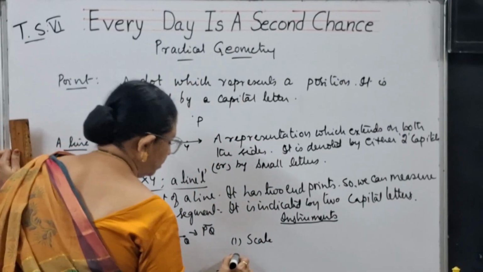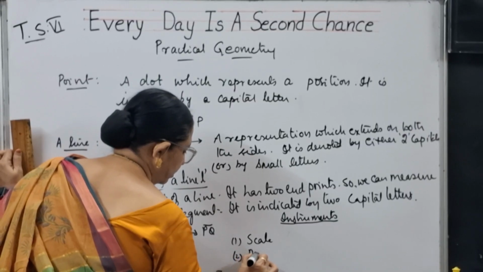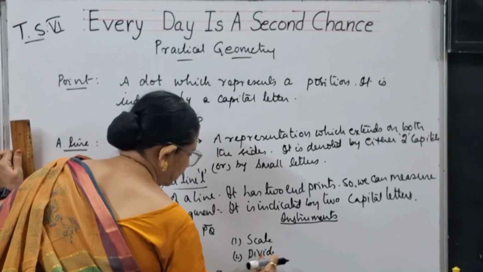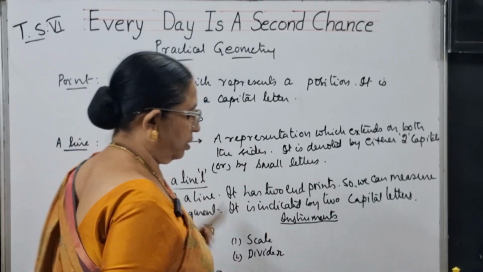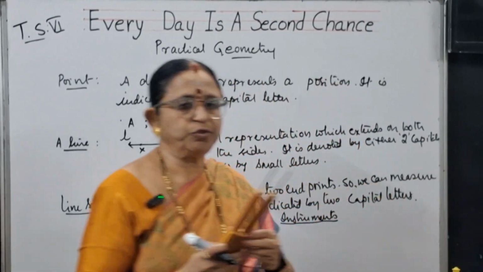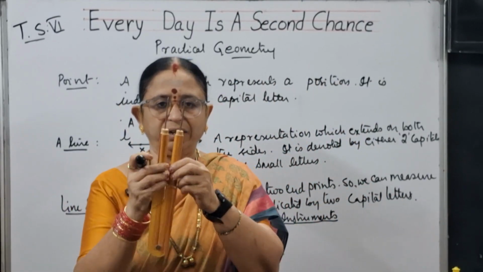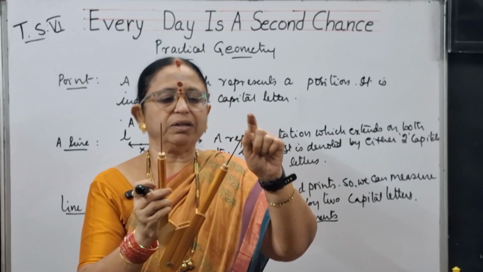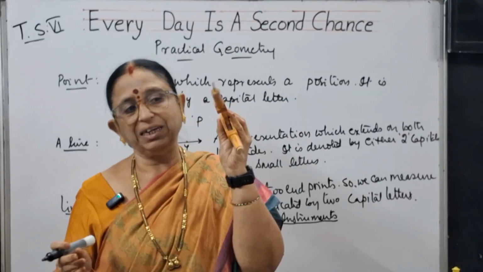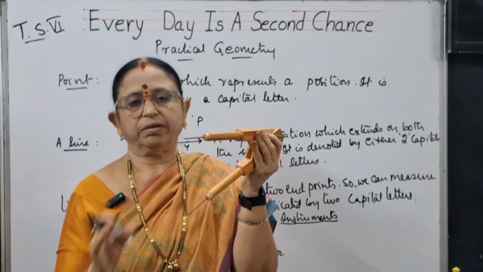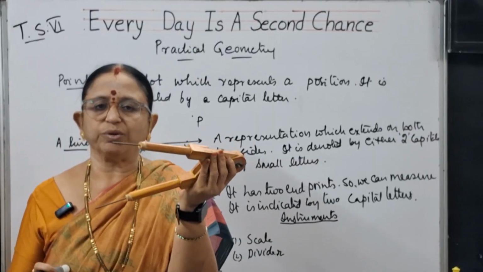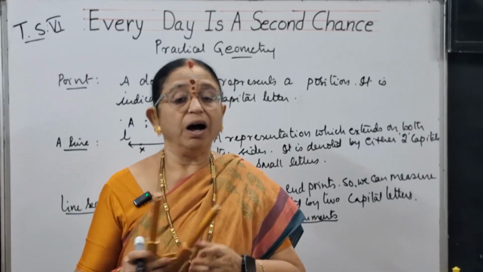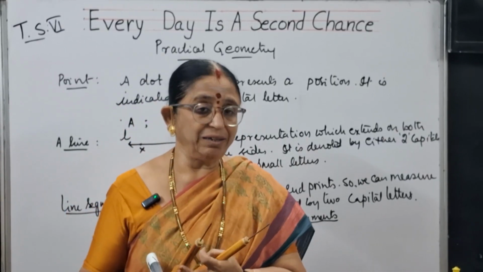Apart from the scale, you have a divider. What is this divider? This instrument is called a divider, which has two needles like pins. What is it used for? It is used to measure the length of a line segment, or you can even draw a line segment by using it.